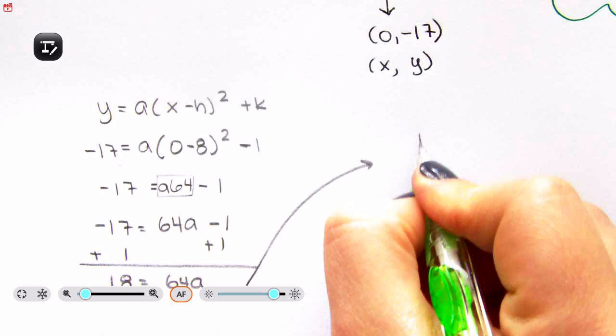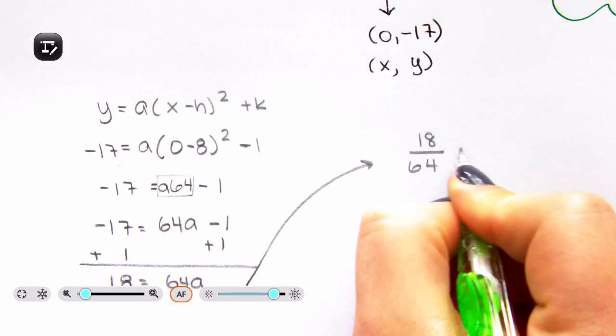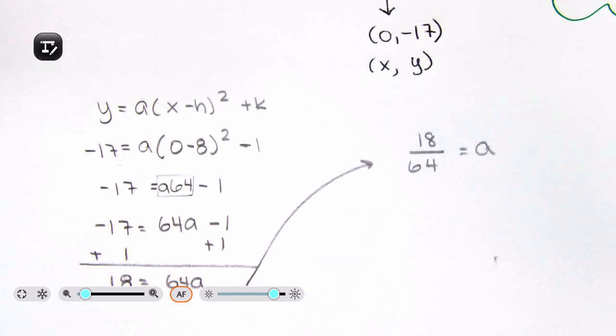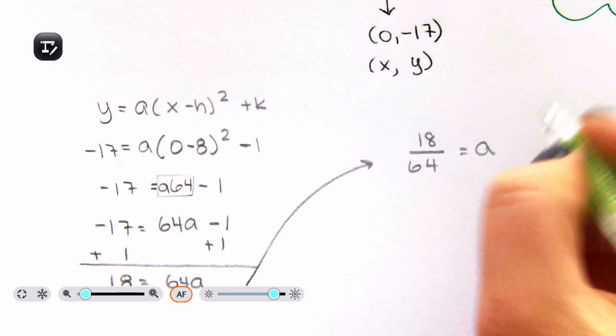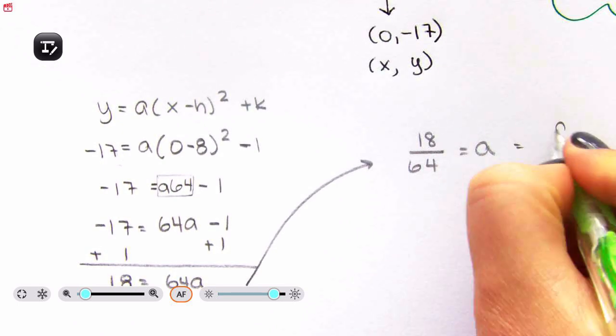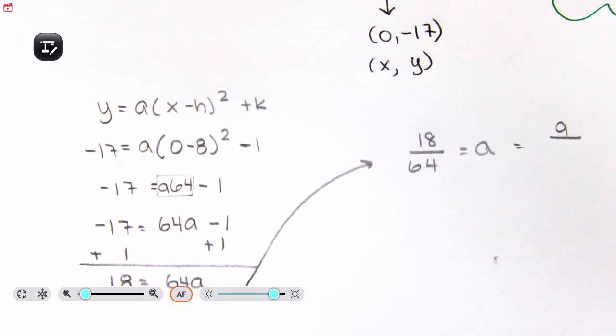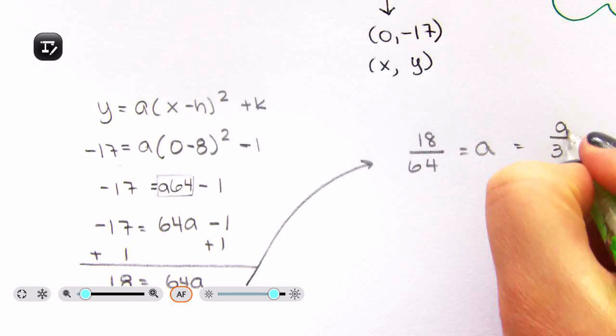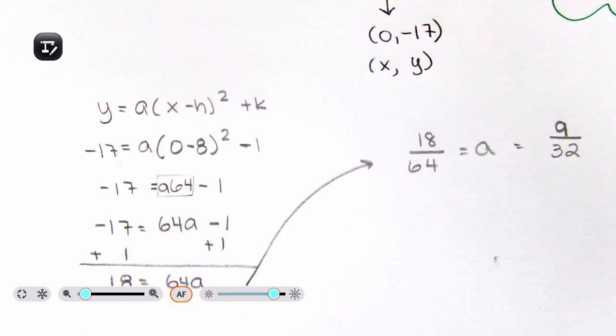So I have 18 divided by 64 is equal to a. And don't you dare convert that to a decimal. No decimals. You can, however, simplify. So what goes into 18 that also goes into 64? I don't know about big numbers, but I know 2 works. So it is 9, and 64 divided by 2, it is 32. That kind of looks like an 8, but that is a 9.